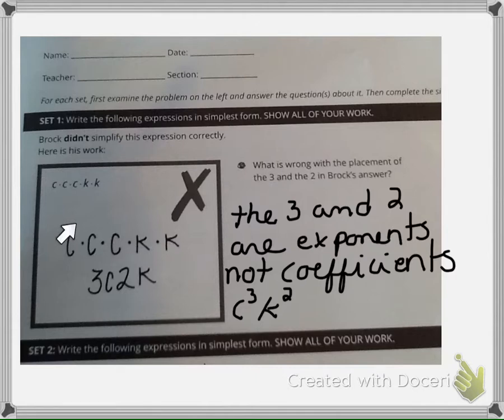So since he's multiplying c times c times c, that should be c to the third, and k times k is k squared. The 3 and the 2 are exponents, they're not coefficients. These are important vocabulary words. Exponents are numbers that tell you how many times to multiply this by itself. Coefficients are numbers that you multiply something by, and you're not multiplying the 3 times the c, you're multiplying the c times itself 3 times. I need you to know these words, so make sure you're paying attention to the vocab.